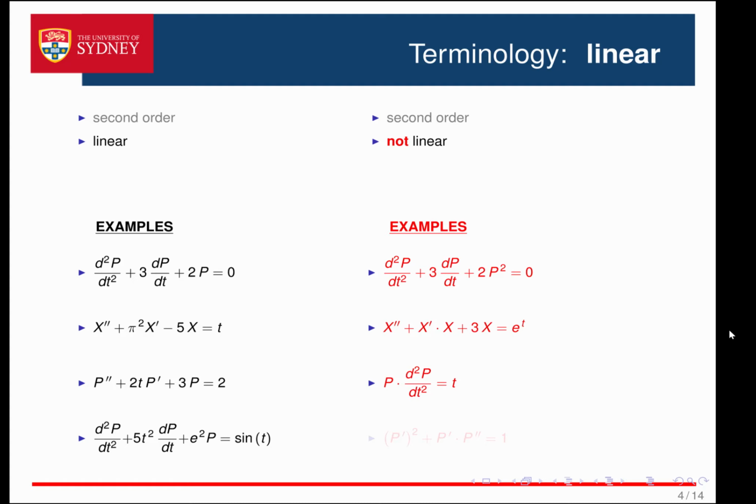Finally, this DE is linear because even though there's a product of 5t squared with dp dt, there are nevertheless no products of p or its derivative. Whereas this DE is not linear because there is a product of p dash with itself, and also p dash with p double dash. Again, the condition for a differential equation to be linear is that there are no products of the dependent variable, like p or x above, or its derivatives in any combination.